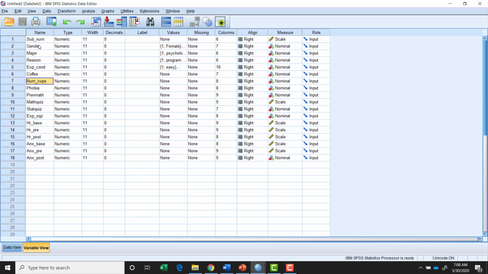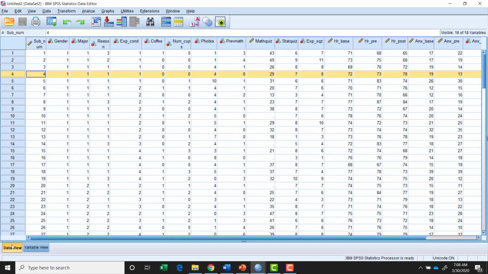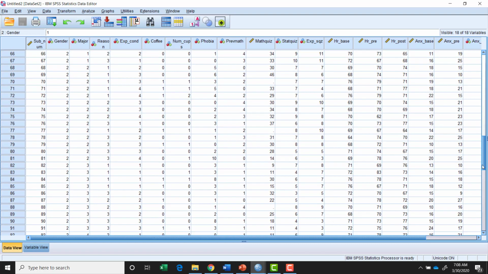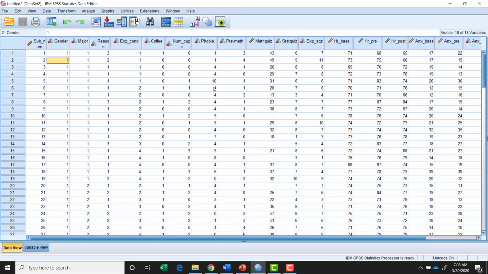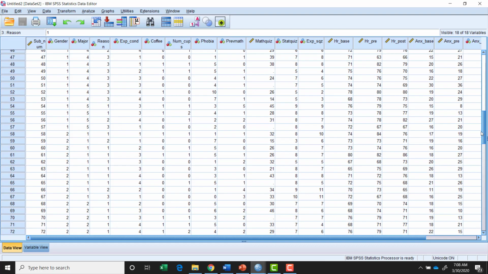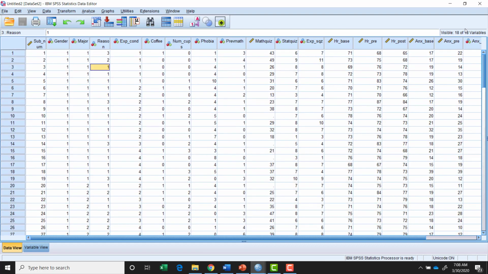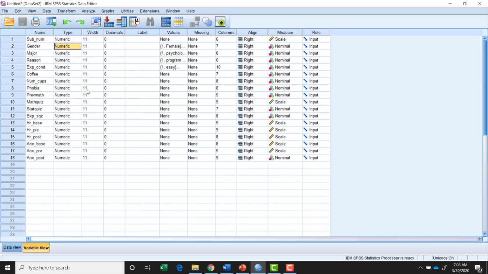And you can kind of see, for example, we have gender, the type. So gender is actually a number. We have gender 1 and gender 2. We have the major 1, 2, 3, 4, 5. And then we have the reason. This was like the reason for taking the class.